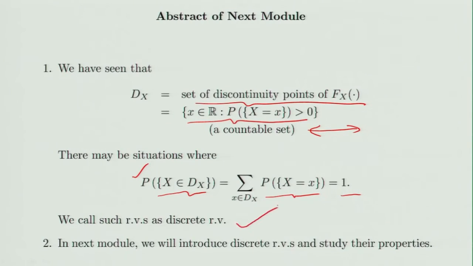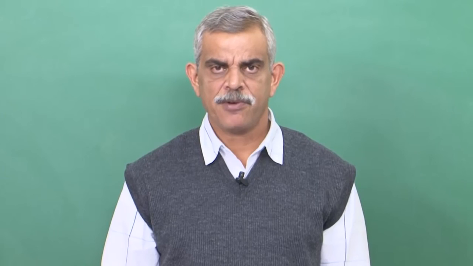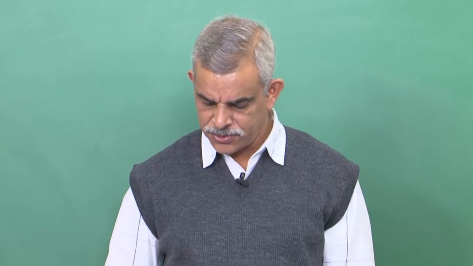Now we'll call such random variables discrete random variables. So in the next module, we'll study the properties of a discrete random variable. First we'll introduce the discrete random variables, then we'll study the properties of discrete random variables.